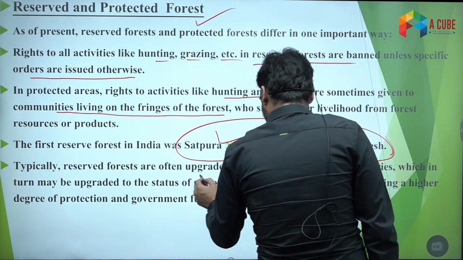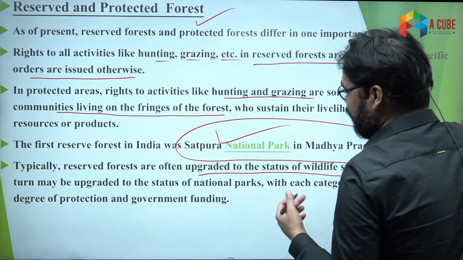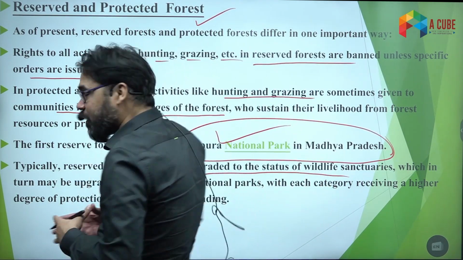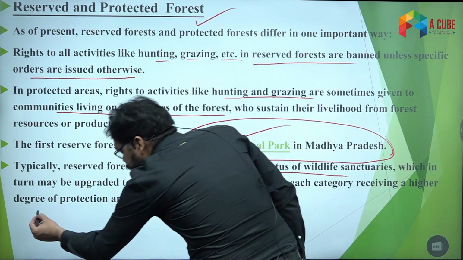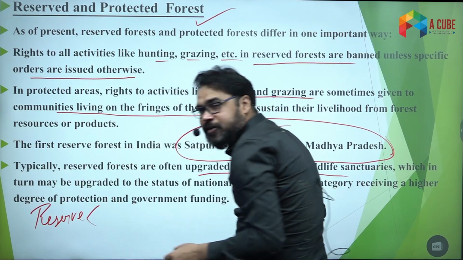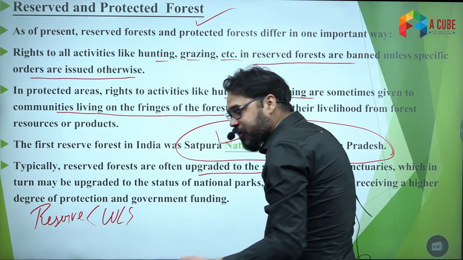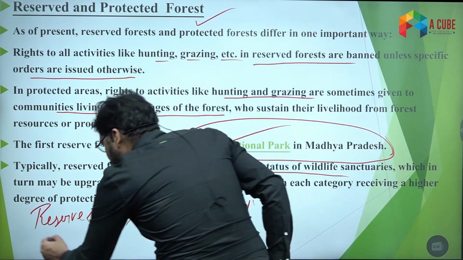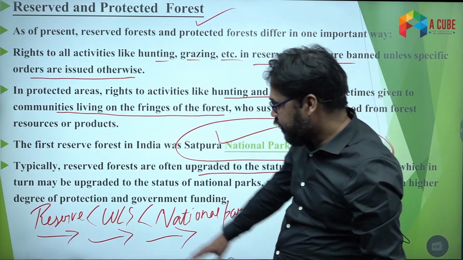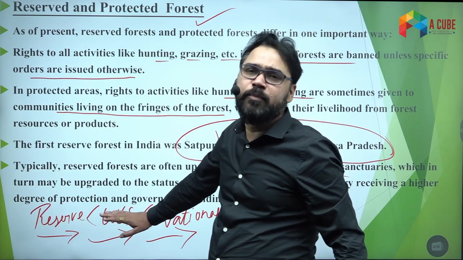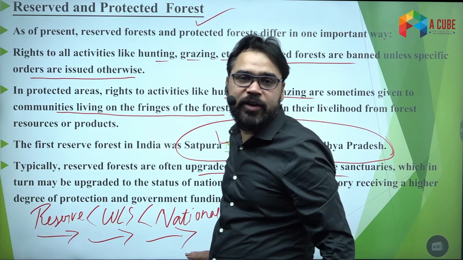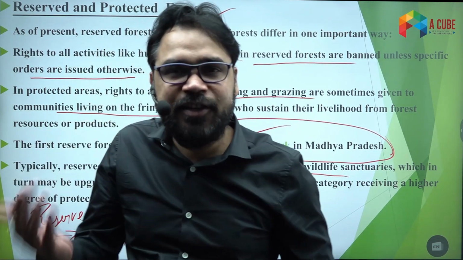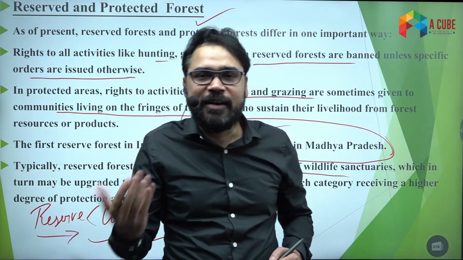Typically, reserve forests are often upgraded to the status of wildlife sanctuaries, which in turn may be upgraded to the status of national park, with each category receiving a higher degree of protection and government funding. The order is: reserve forest, then it can turn into a wildlife sanctuary, and after a wildlife sanctuary, it can turn into a national park. This shows the increase in degree and authority. Reserves have less funds, wildlife sanctuaries have quite more funds. When it comes to national parks, their degree of superiority is quite high, and they also receive a tremendous amount of funding from the government. So please remember, a reserve forest can be inducted into a wildlife sanctuary, and a wildlife sanctuary can be inducted into a national park, right?